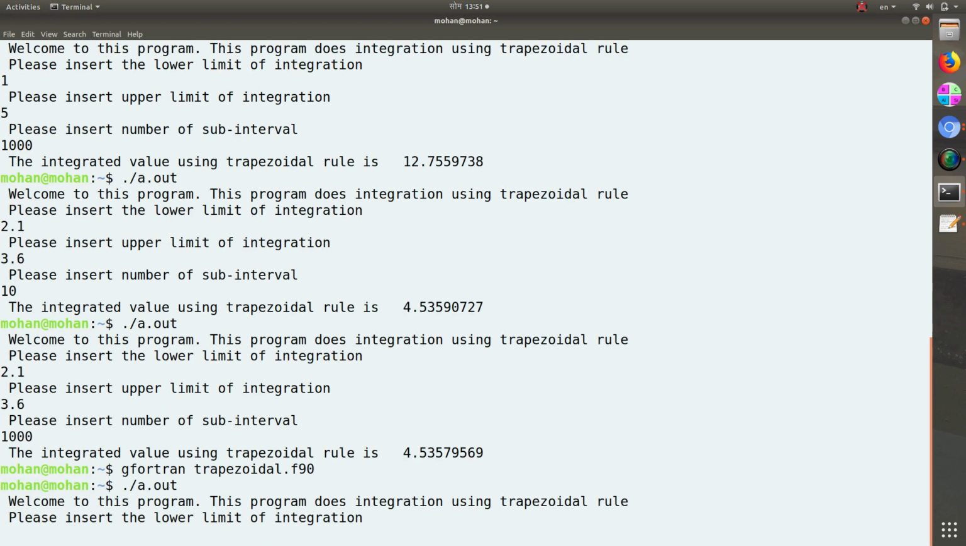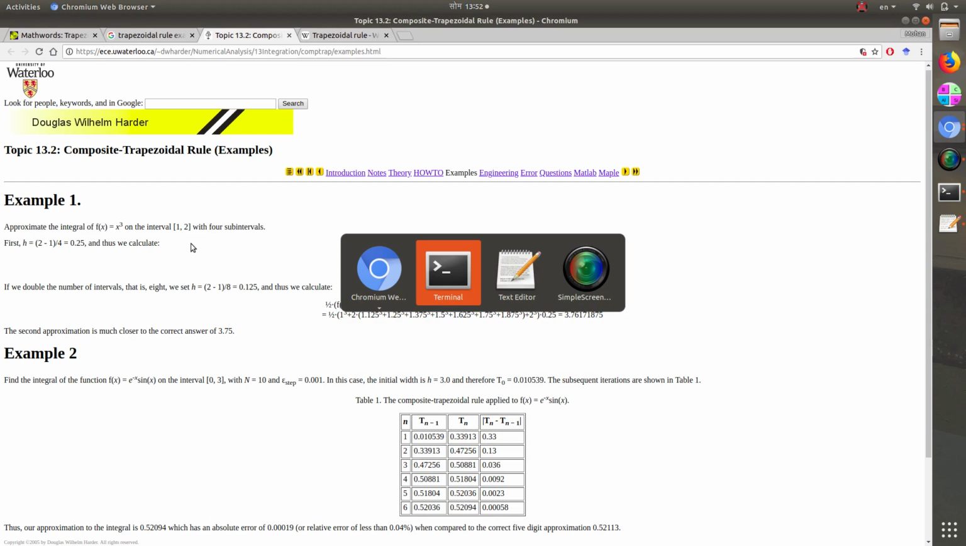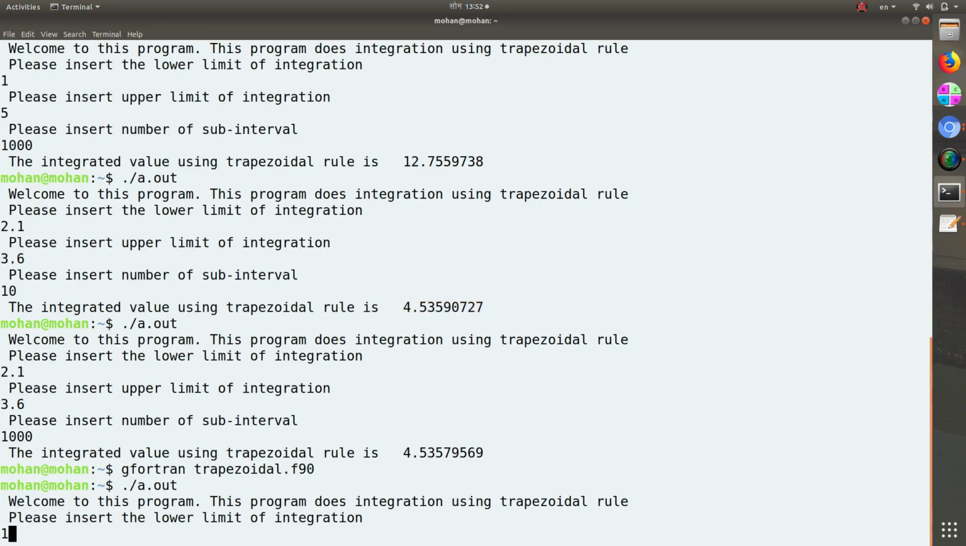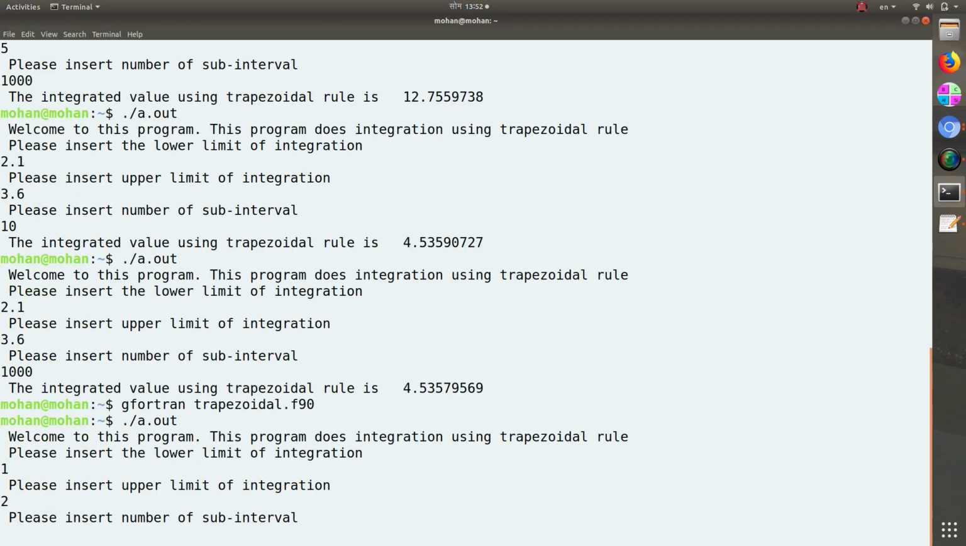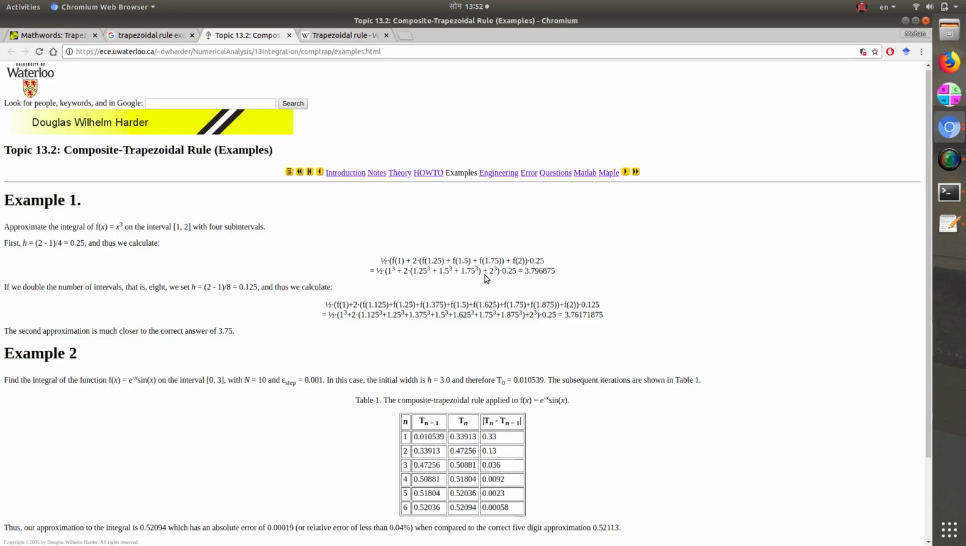Let us check the output. We don't know what the lower and upper limits are, 1 and 2. Alright, 1 to 2, then lower limit is 1 and upper limit is 2. Let us divide this into 10 sub intervals. Answer is 3.75. What is the true answer? 3.79. Okay, this has been divided into 4 sub intervals, but I have divided into 10 sub intervals. Let me check this.